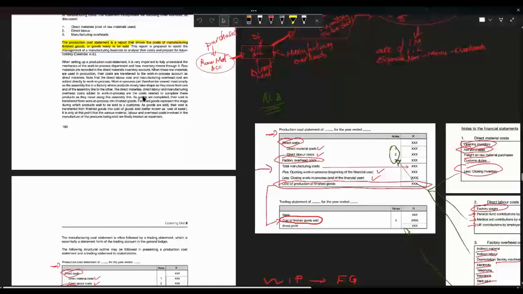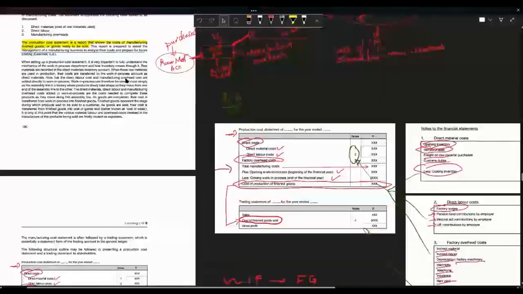Why are we doing this? It is for us to find the cost of production of finished goods, because this cost of production of finished goods is the one that we're going to use in our trading statement. I trust that is clear. So the three musketeers, plus the opening work in process, minus the closing work in process, will provide us the cost of production of finished goods. And subtracting that from the sales that we make will provide us the actual gross profit for the production period.